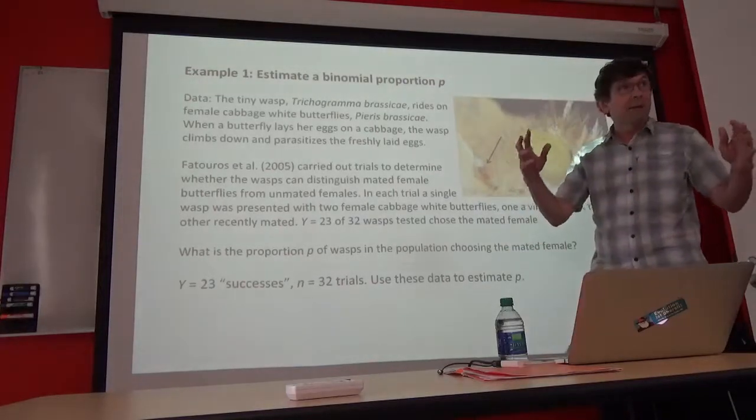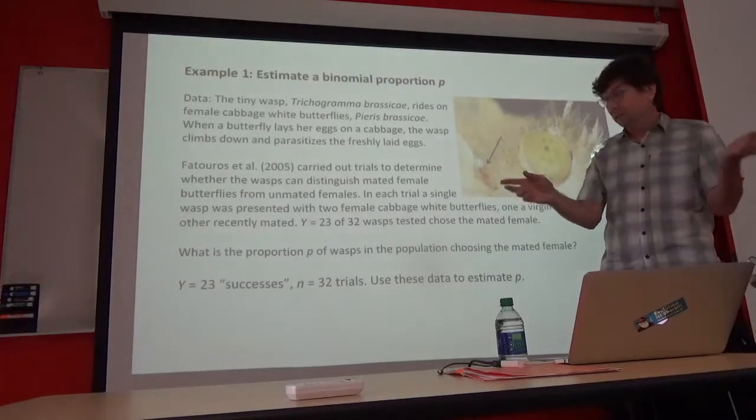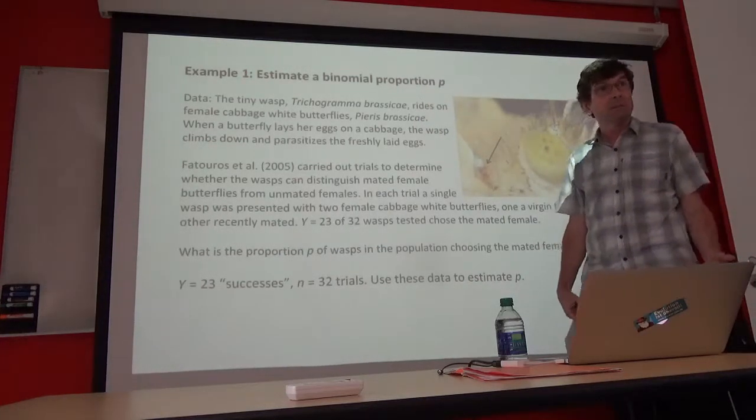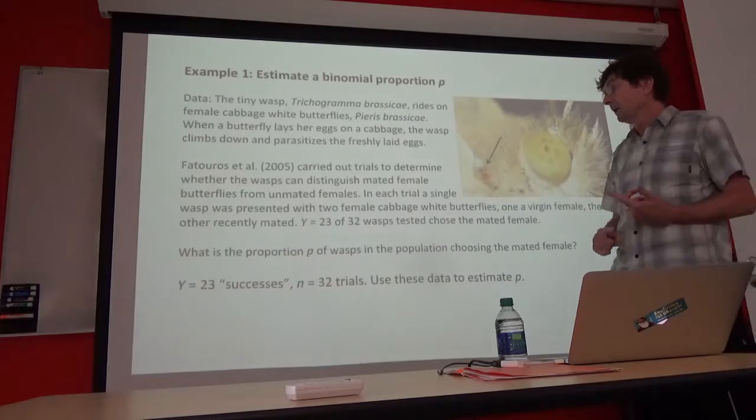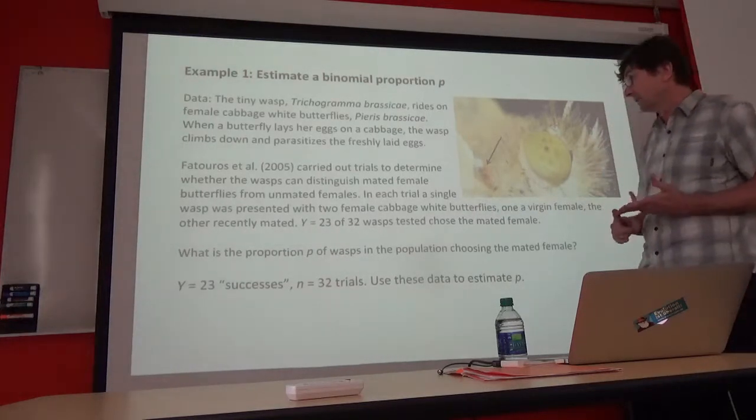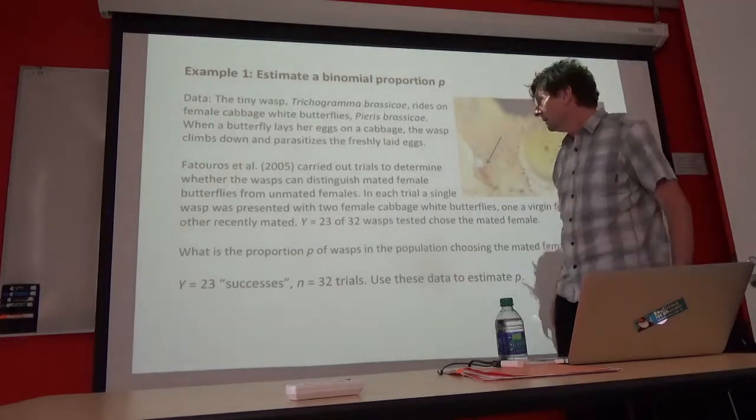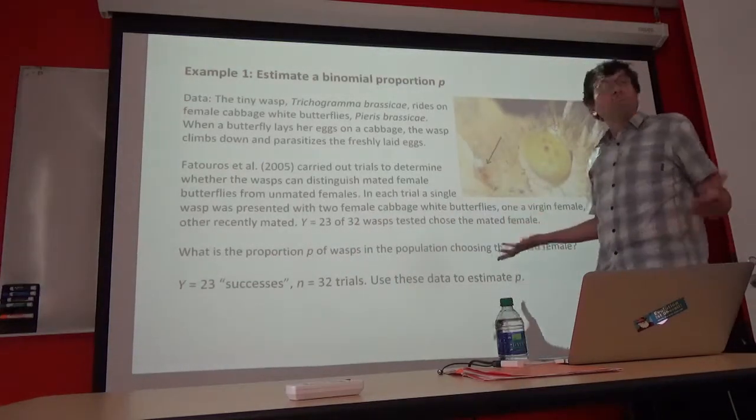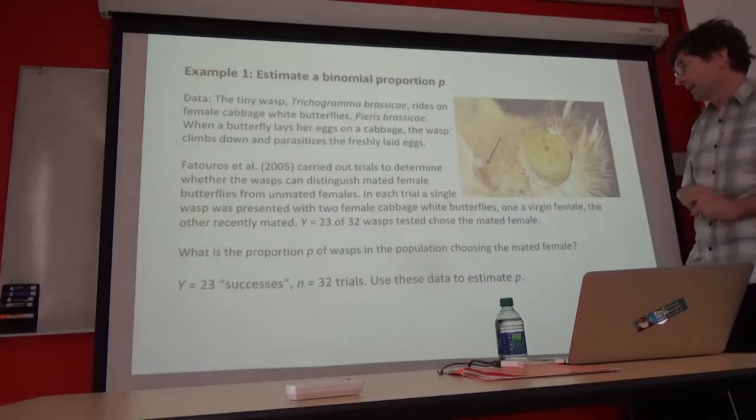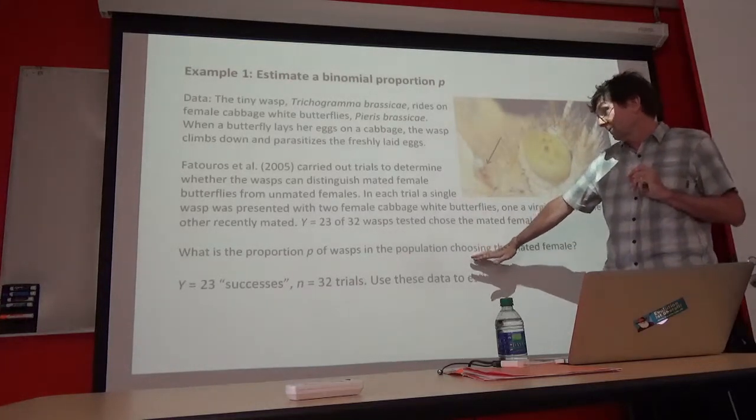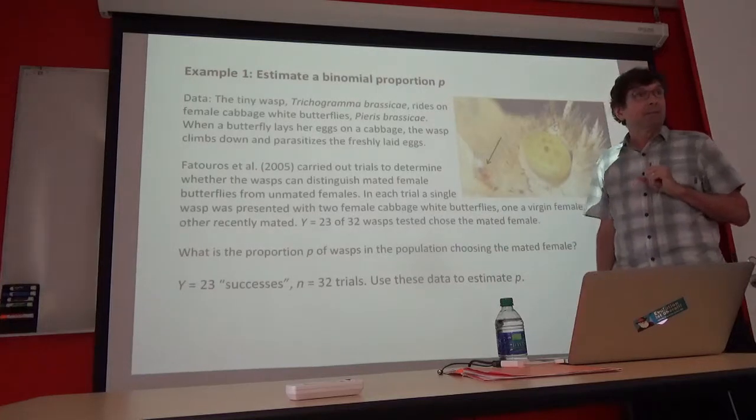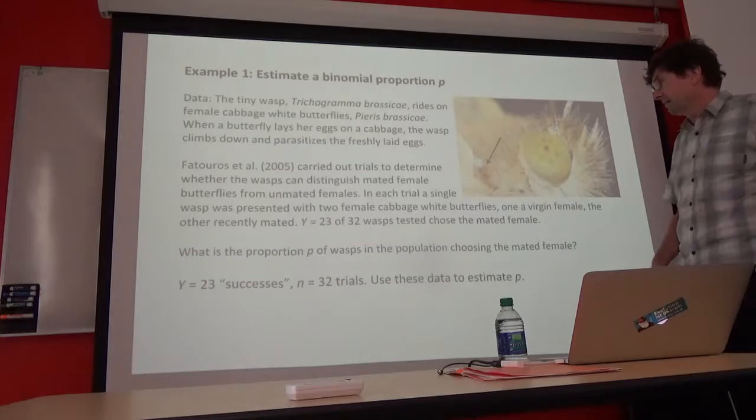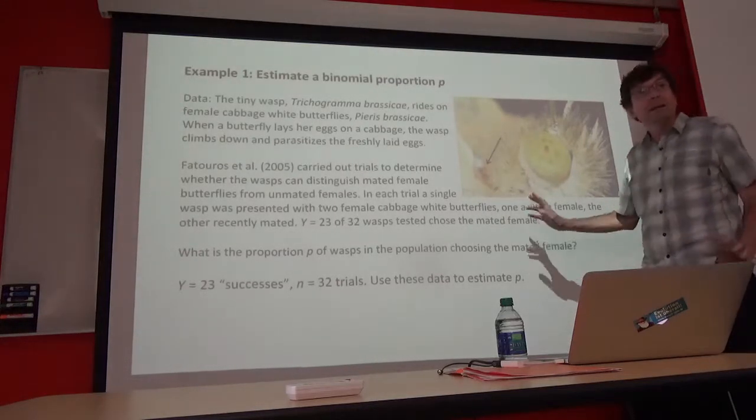Every trial is independent. They use two different butterflies each trial, randomize their locations, and use a different wasp each time. So they conform to the assumptions of the binomial distribution: independent trials, and the probability of success in any one trial is the same. 23 of 32 wasps chose the mated female, and the question is, what can we say using that number? What is our estimate of the proportion of wasps in the population that can actually distinguish in such a trial the mated from the unmated female? That's what we're going to try and estimate here.